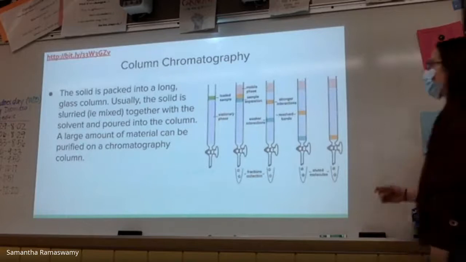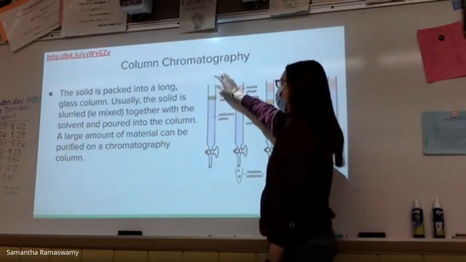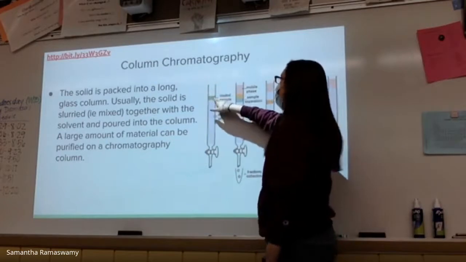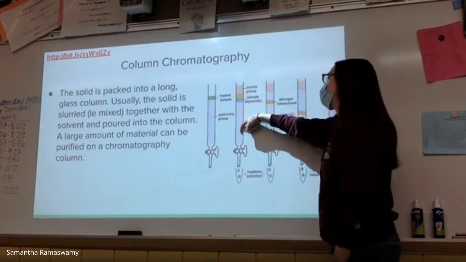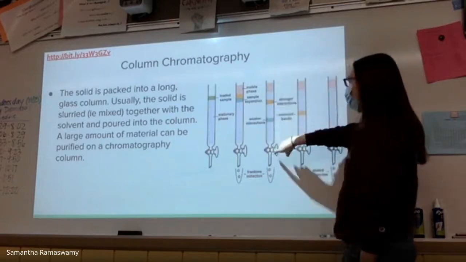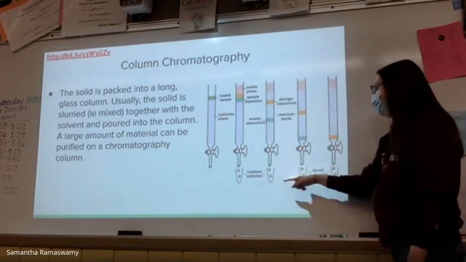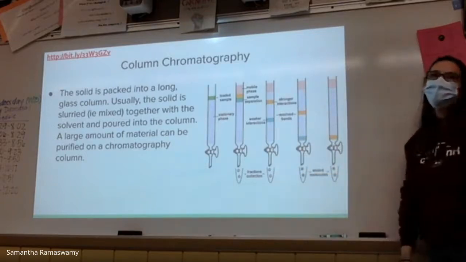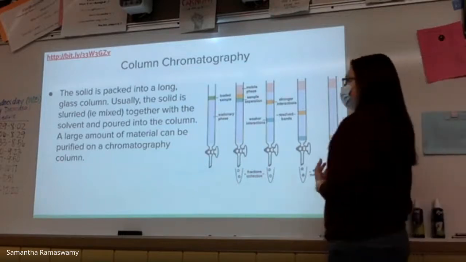This is actually what it would look like. So you put the sample into the top of the long tube, and then you have a mobile phase, and it actually works its way down through the column. Then you'll be able to collect each one individually because they move at different speeds because they have different attractions.